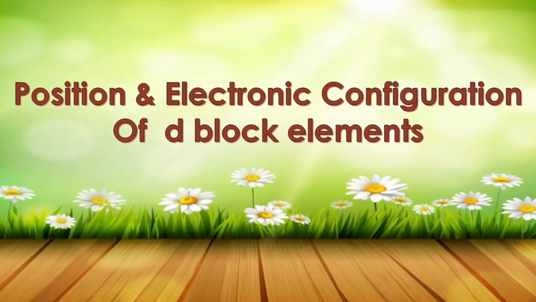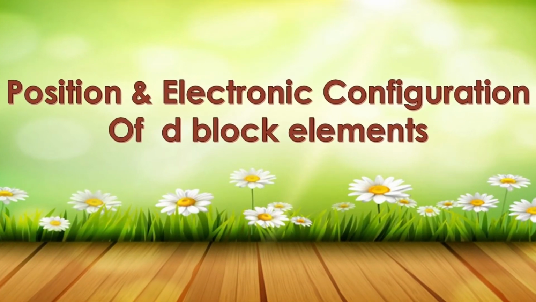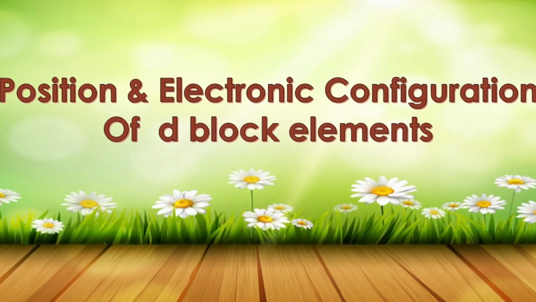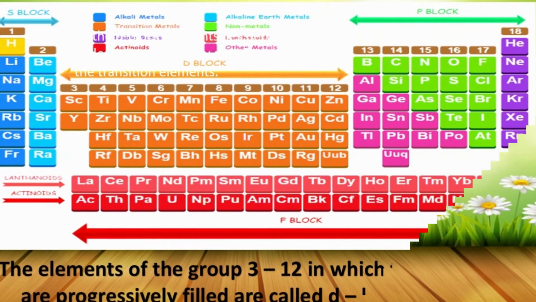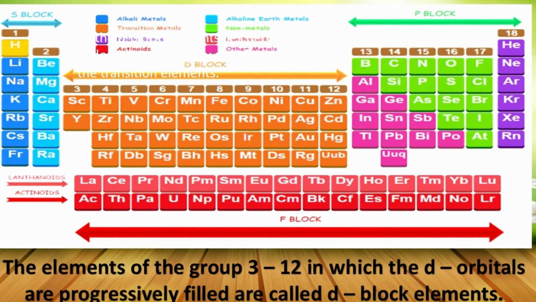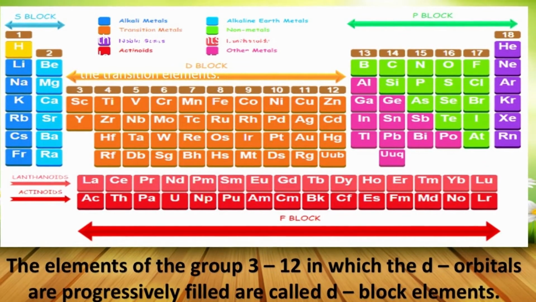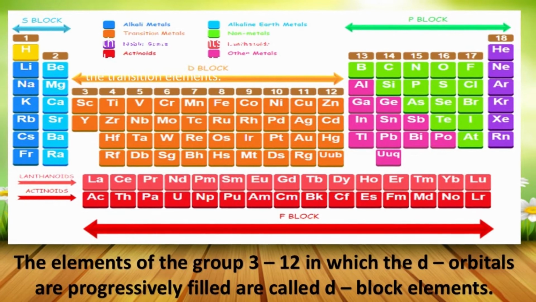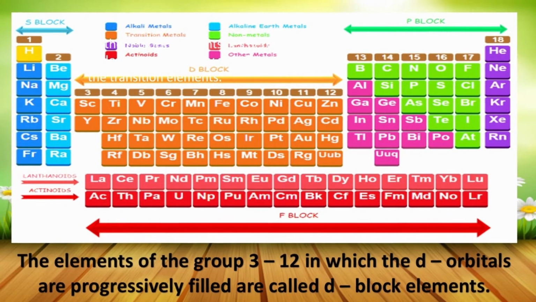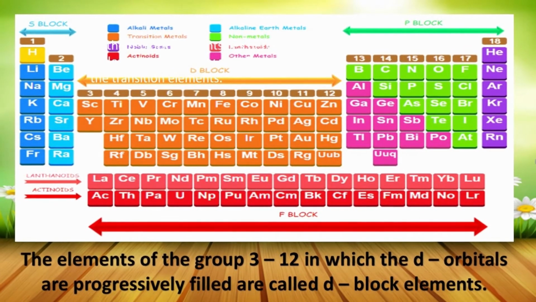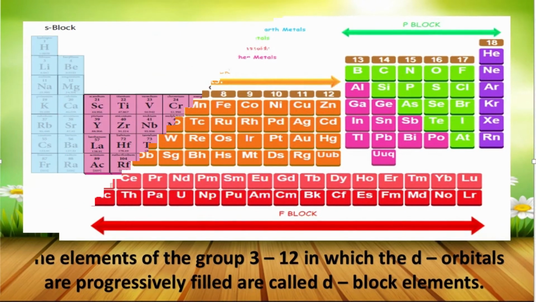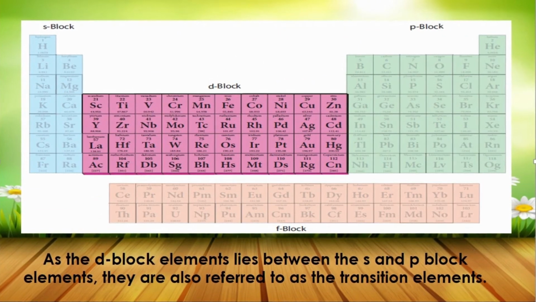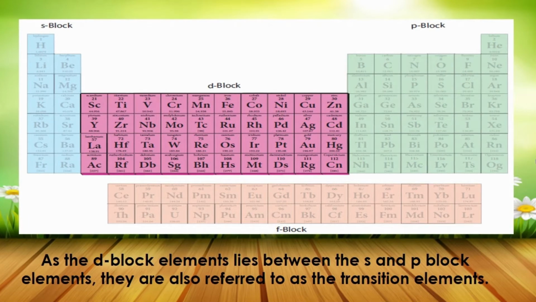Today we are going to learn about position and electronic configuration of D-block elements. D-block elements are the collective name for the groups 3 to 12, in which the d orbitals are progressively filled in each of the 4 long periods. D-block elements are also known as transition metals.